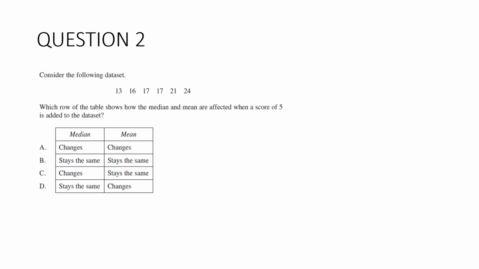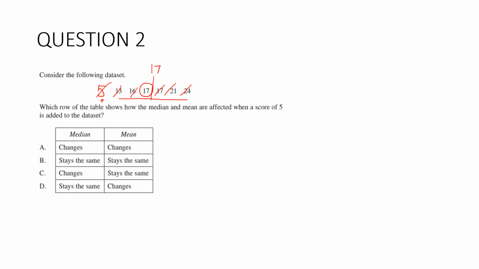Question 2. Consider the following data set, 13, 16, 17, 17, 21, 24. Which row of the table shows how the median and mean are affected when a score of 5 is added to the data set? Okay, so in terms of the median, with our original data set, the median would have been 17. When I add the 5 in, it's going to still be 17, isn't it? If we cross off from both sides, it'll become this 17. So the median stays the same.